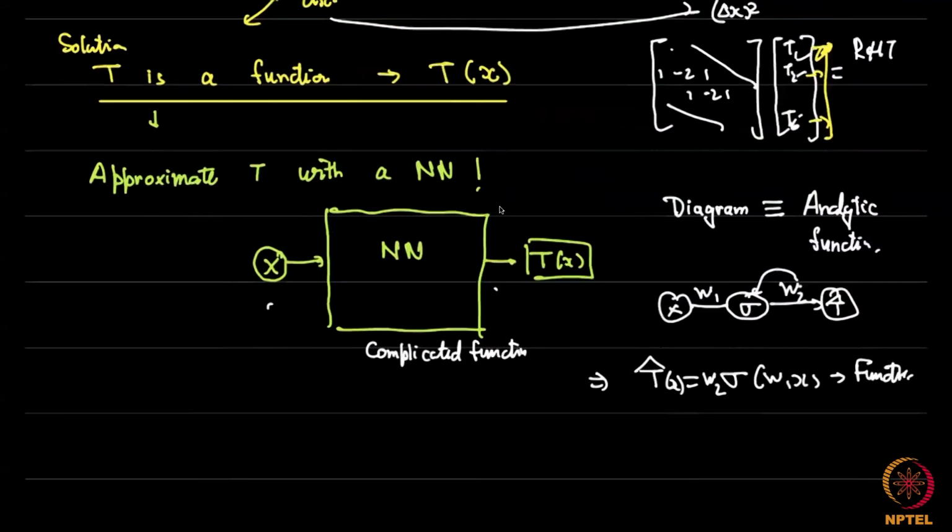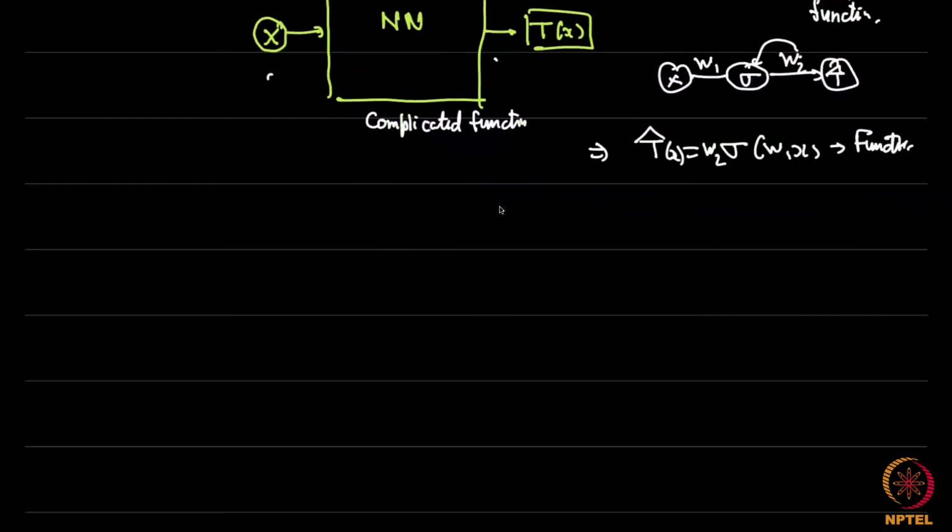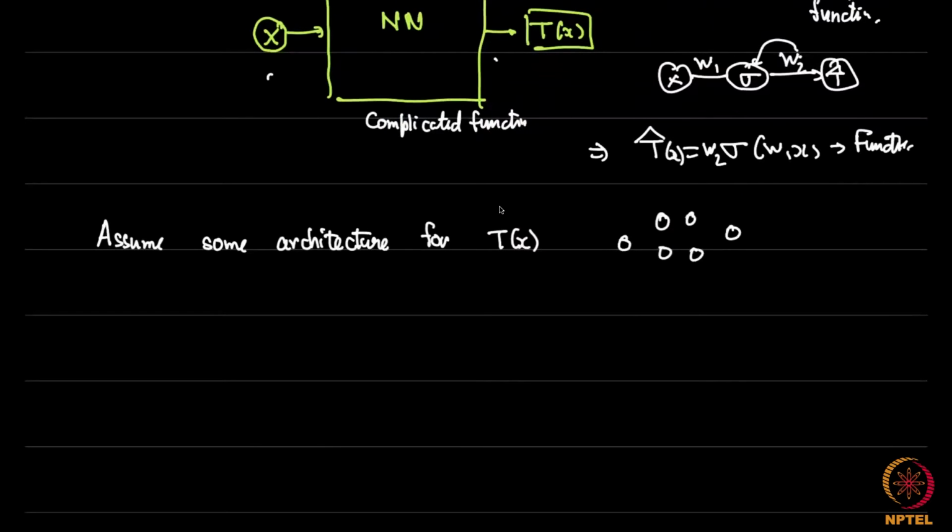Now, how does that help us? Once I know that it's a function, the way I do it is as follows. You assume some architecture. Architecture means number of neurons, number of layers, etc. Assume some architecture for T of x. So it could be something of this sort.